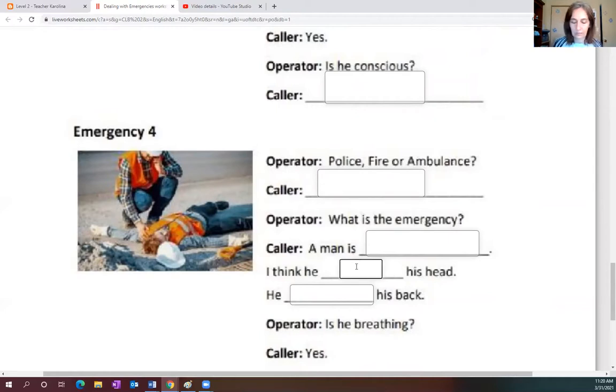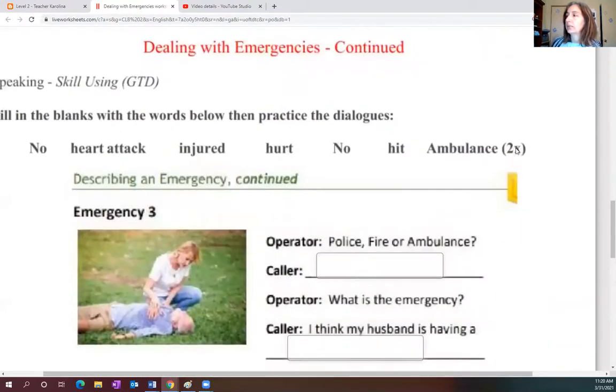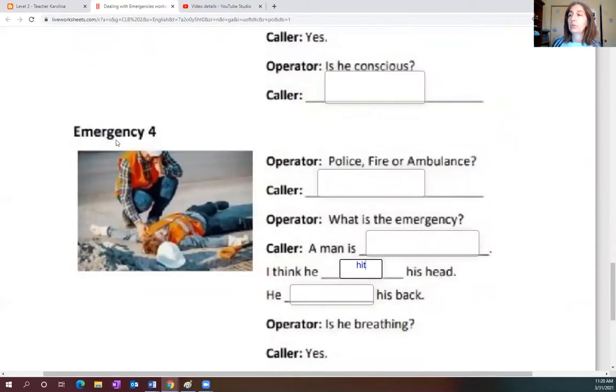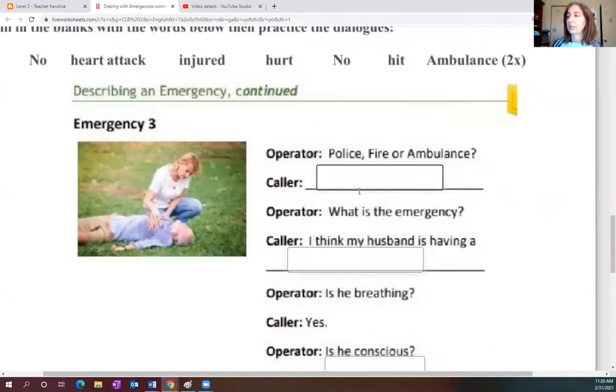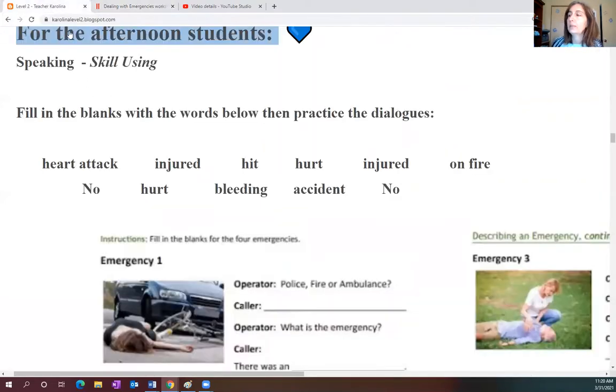Okay, so here you will have to type hit his head again, and you have two times the ambulance. So you call an ambulance for emergency number 3, and you should call an ambulance for emergency number 4. So here you will put ambulance, and here you will put ambulance. When you finish, remember, just click on the finish button, put your name, and teacher Carolina will get your homework. So this was your homework for today.